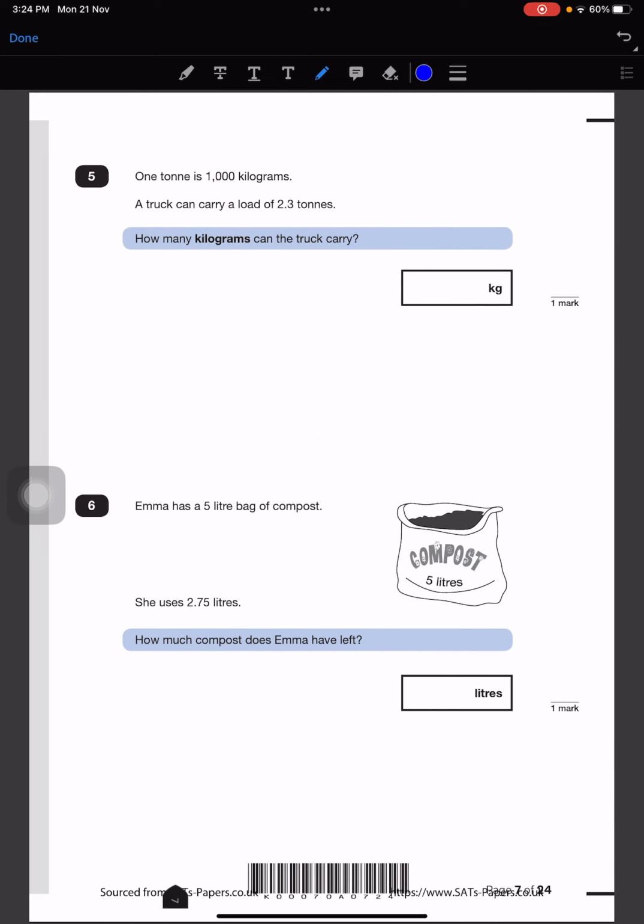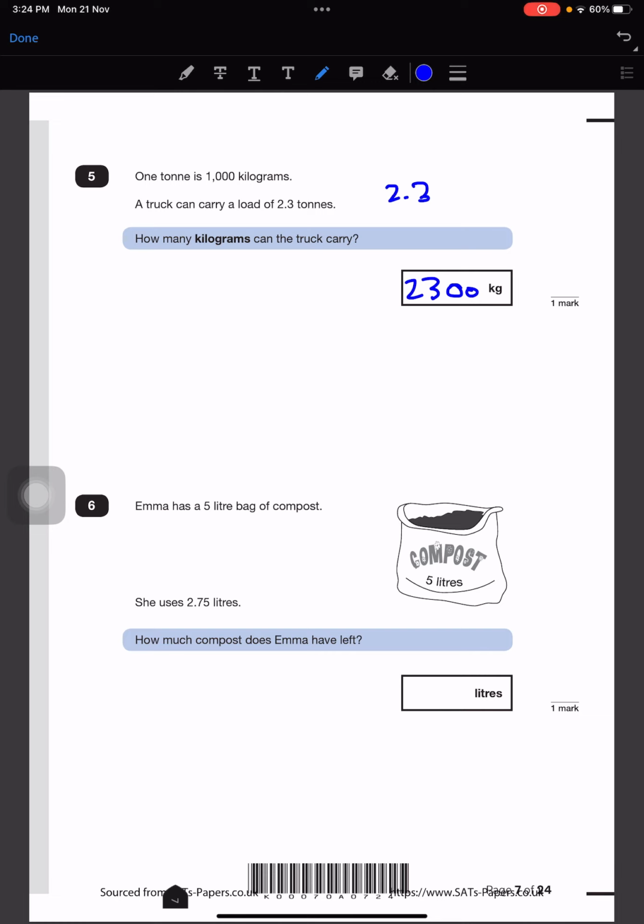1 ton is equal to 1,000 kilograms. A truck can carry a load of 2.3 tons. How many kilograms can the truck carry? Okay, so this is going to be quite simple. It will be 2,300, because 2.3 tons is actually 2,300 kilograms.